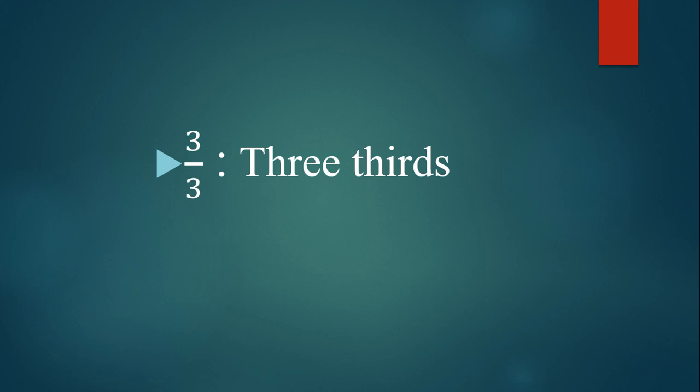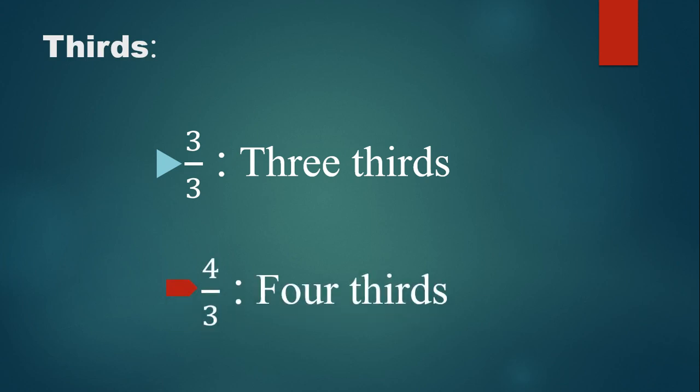Now, what if on top I put 3? That's 3/3. And if I put 4 up, what will you call it? 4/3. That's beautiful. So all fractions with a denominator of 3 are called thirds, either 1/3 or 2/3 or 3/3 or 4/3 or 5/3, like that, in that order.